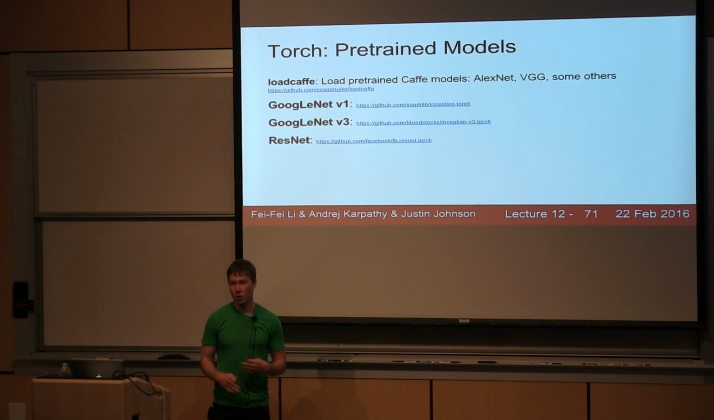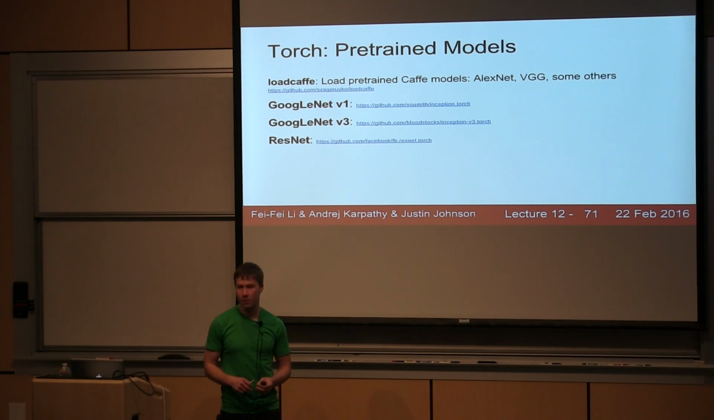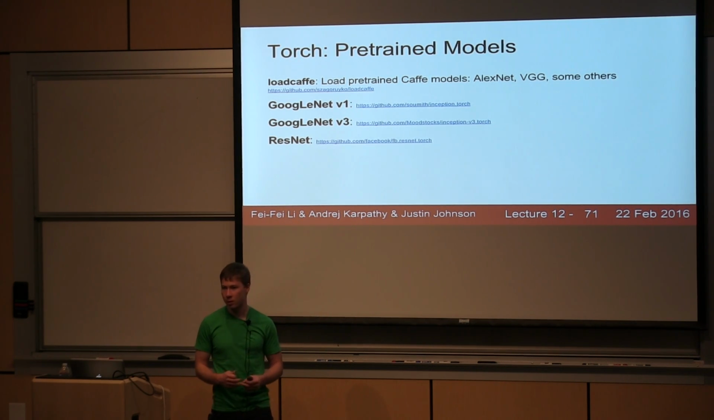So Torch actually is quite good at pre-trained models. There's a package called Load Caffe that lets you load up many different types of pre-trained models from Caffe, and it'll convert them into their Torch equivalents. So you can load up the Caffe prototxt and the Caffe model file, and it'll turn into a giant stack of sequential layers. Load Caffe is not super general, though, and only works for certain types of networks.